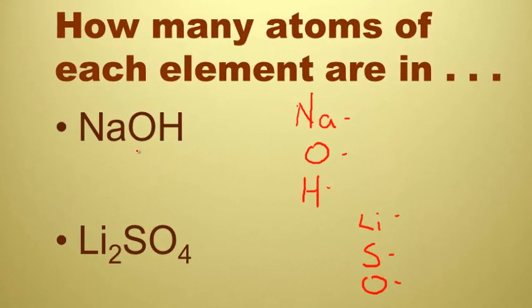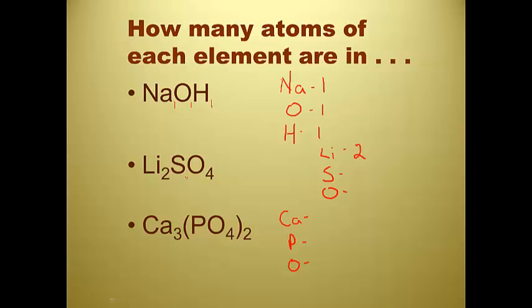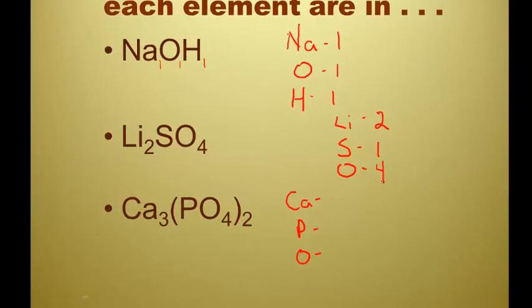The first one's not too difficult. There's a 1 understood to be in the position of each of these sodium, oxygen, and hydrogen atoms. Since there's no other subscripts, we just go for 1, 1, and 1. The subscript 2 on lithium here suggests that there's 2 atoms of lithium. The lack of subscript on sulfur is implied to be 1 atom of sulfur. And then the 4 on oxygen implies that there's 4 oxygens.